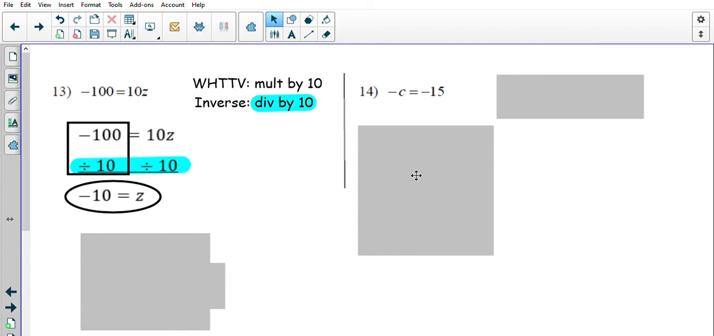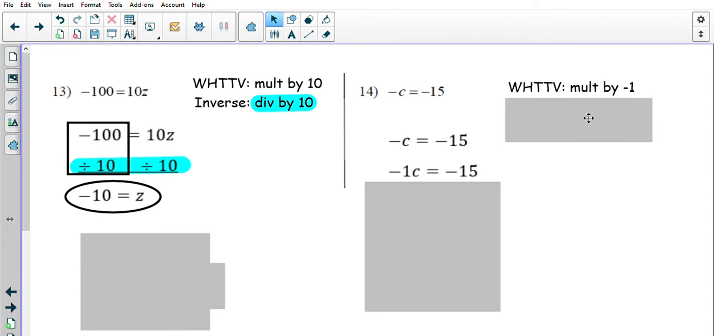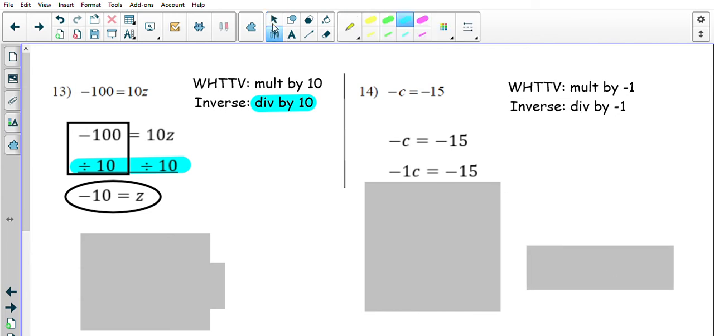Negative c equals negative 15. What I do is I write this as -1c equals -15. Remember that c has a coefficient, a number, and in this case it's -1. So what's happening to the variable? Well, we're multiplying it by -1. The inverse of multiplying by -1 is to divide by -1. So let's show that on each side of our equation.